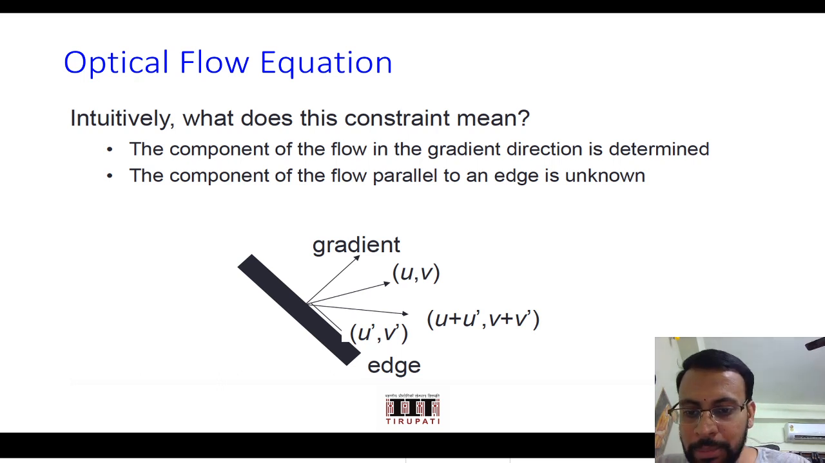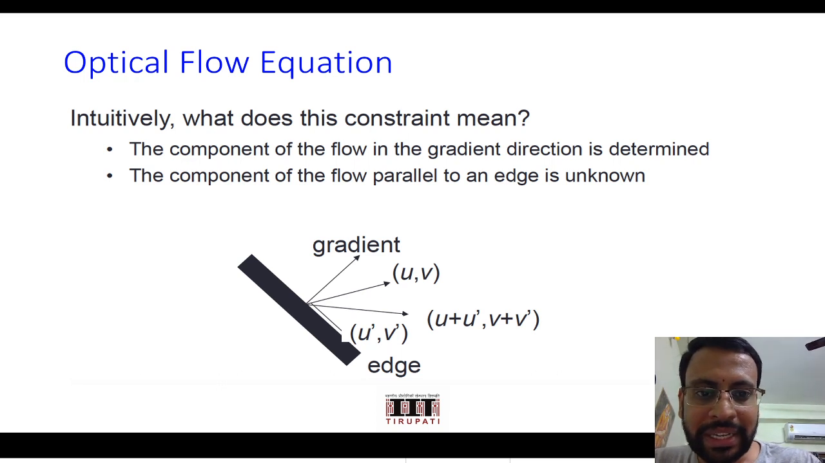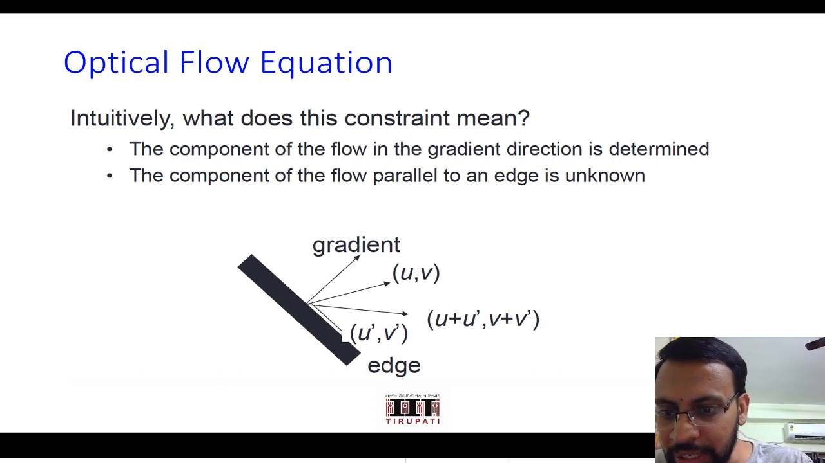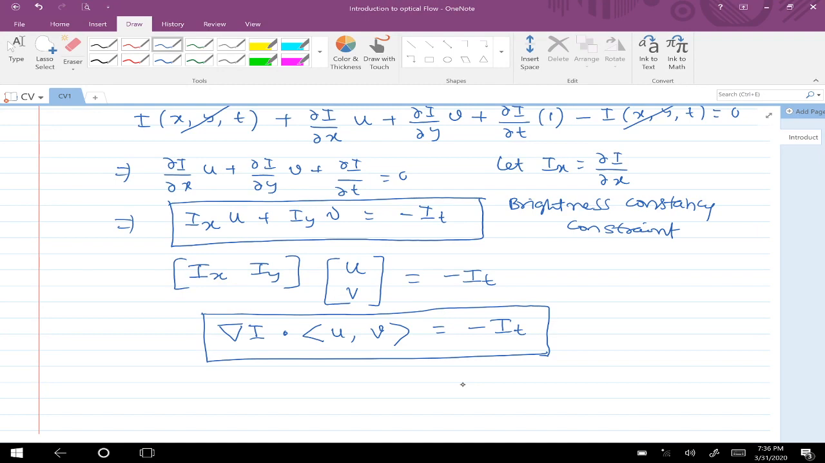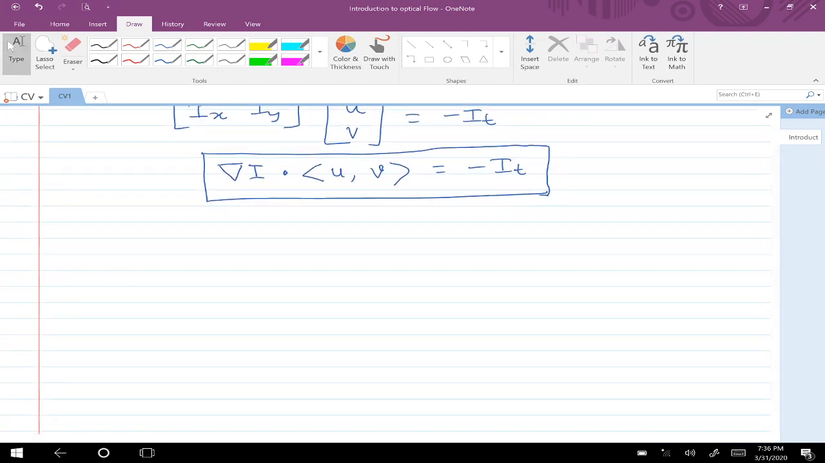So let me maybe draw this again. Maybe that drawing could help you to understand it much more easily. So let me again go back here. Assume that I have a strong edge here. There is a strong edge here. So you have here the gradient at that point, this being your gradient of I.